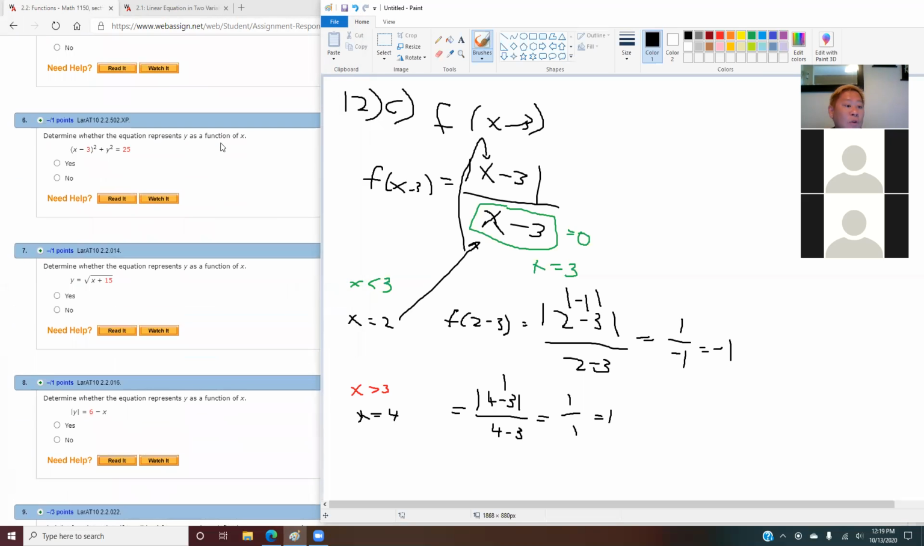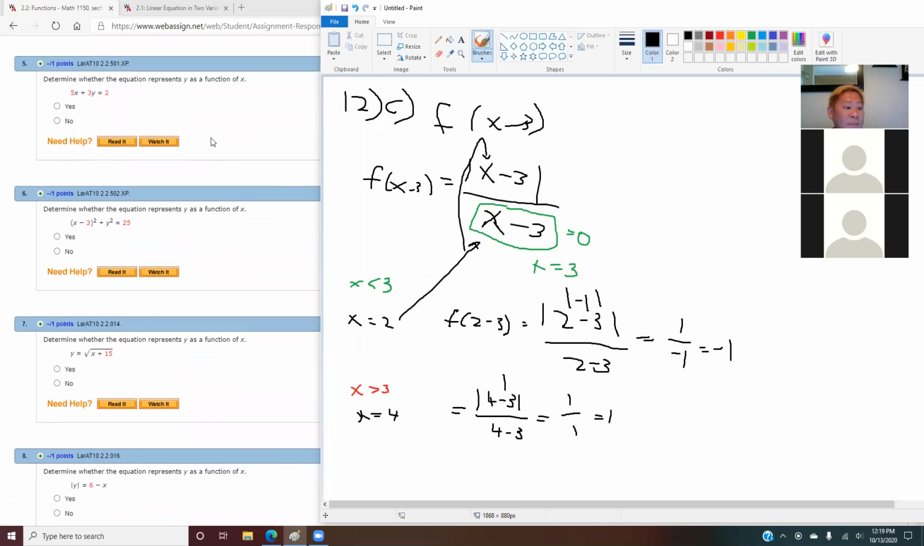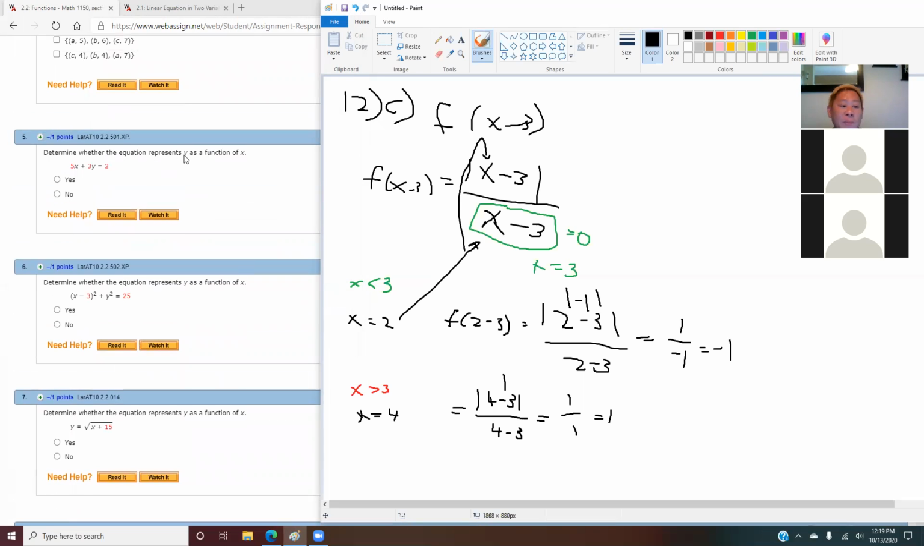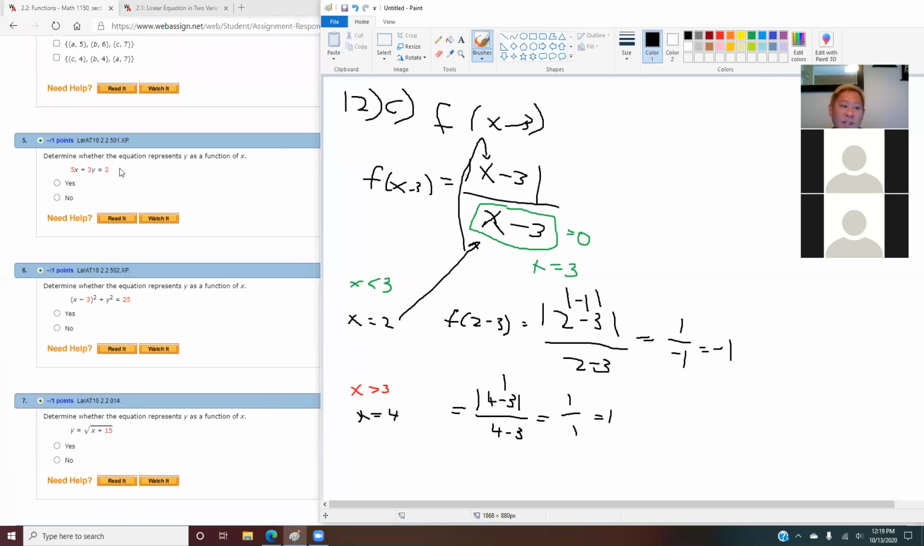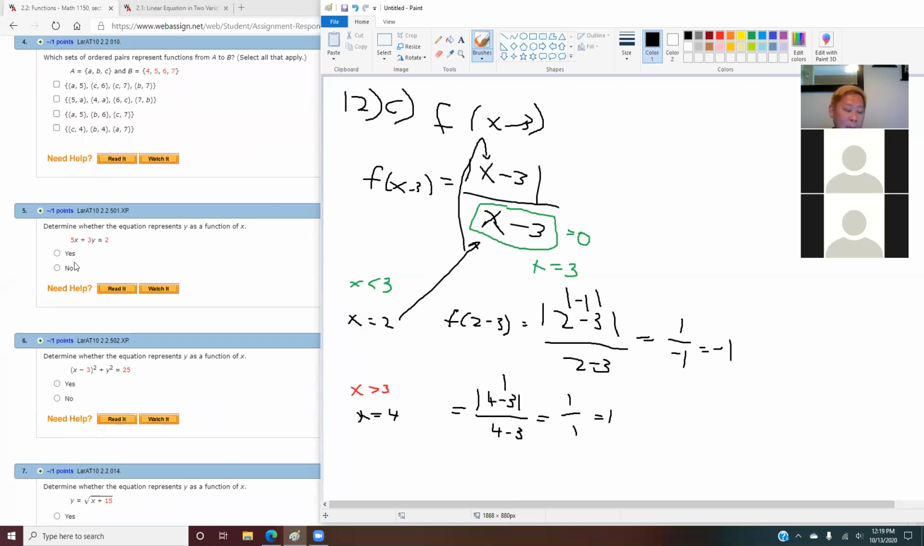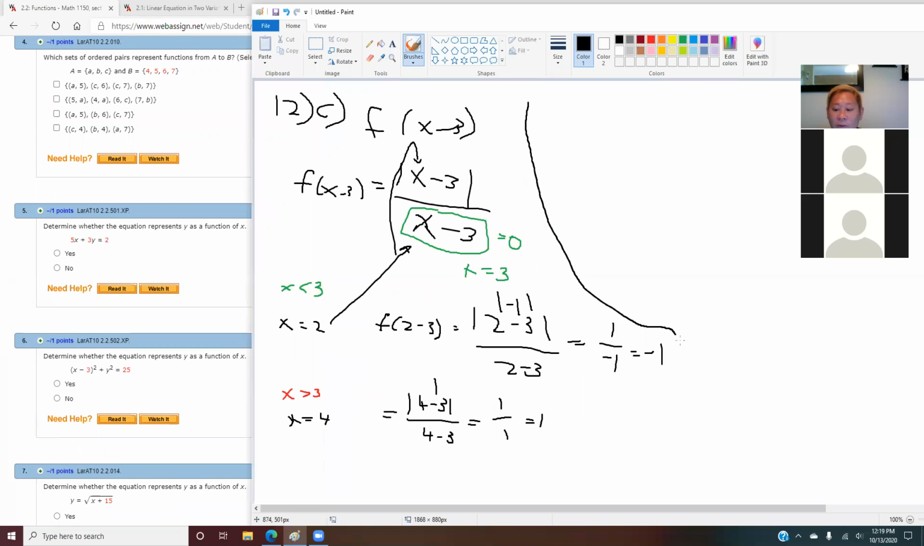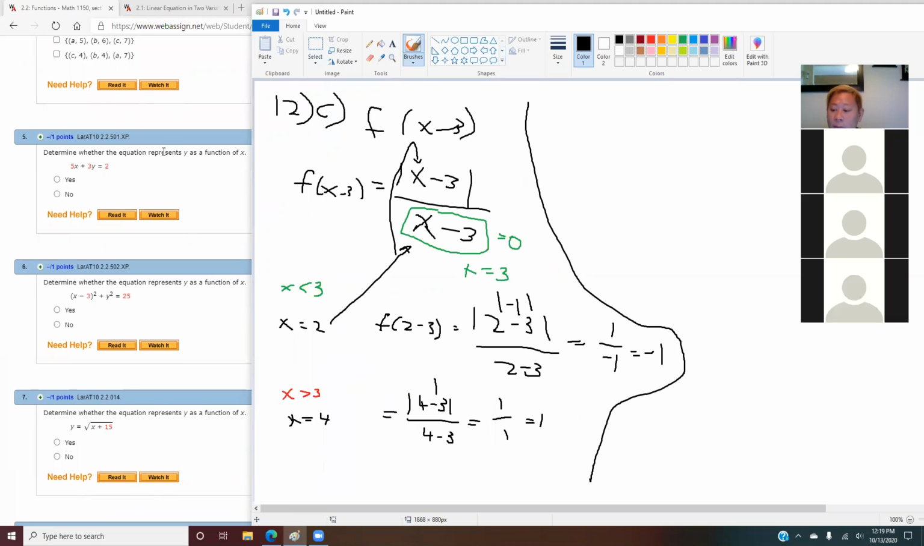Do you guys know how to do the function piece, like determine whether an equation represents y as a function of x? Does anyone know how to do it? Or do you just simply go eeny, meeny, miny, mo because you got a 50-50 chance, yes or no? Does anyone know how to do a function piece in this case? If I give you an equation, how do you figure out functions? Anyone? Can you show us one?